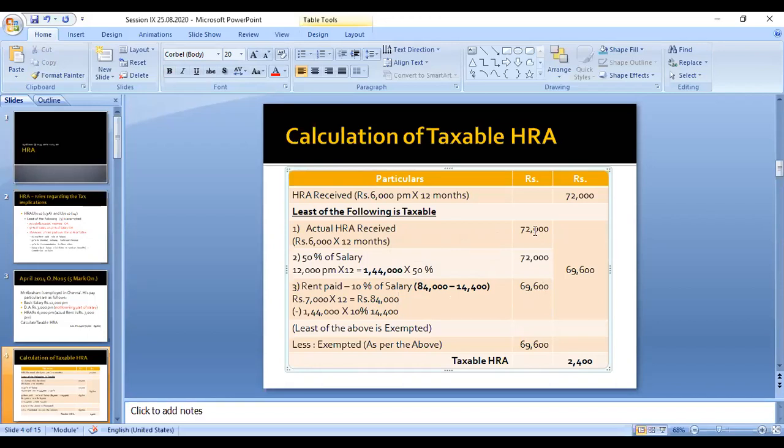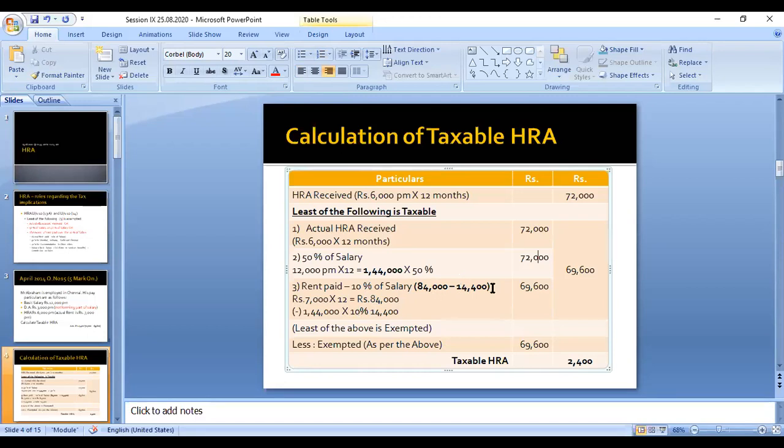So now we have arrived at three amounts. 72,000 is the HRA received. 50% of salary is calculated as 72,000. Then rent paid minus 10% of salary. Rent paid is 84,000. How do you get 84,000? 7,000 into 12, that is 84,000. And 10% of salary: the yearly salary we already know is 1,44,000. 10% of that is 14,400.